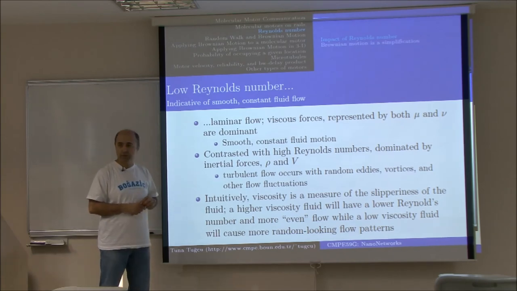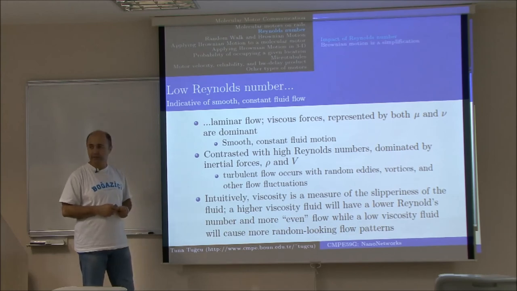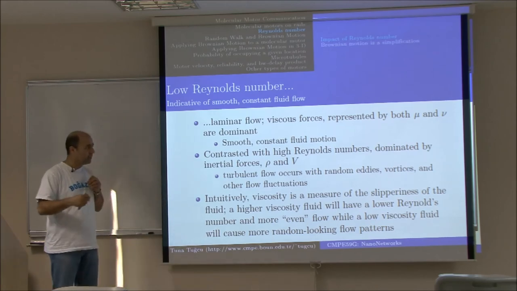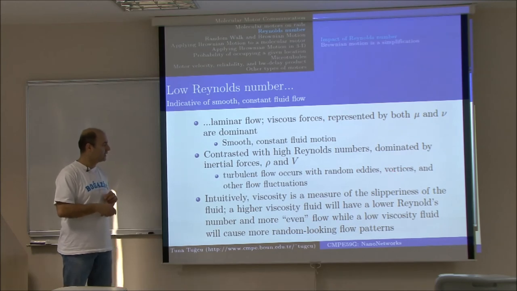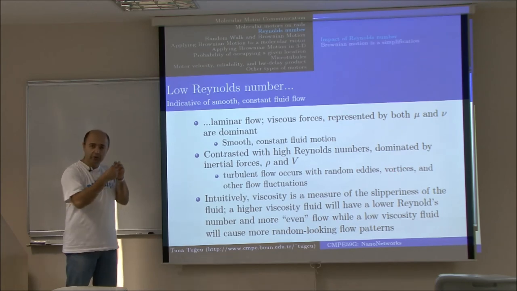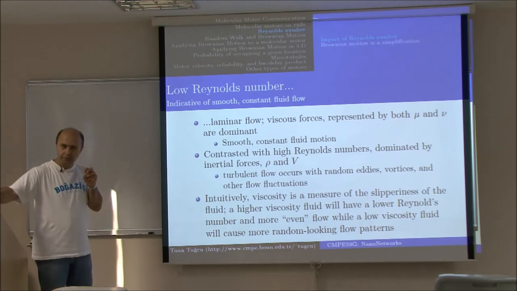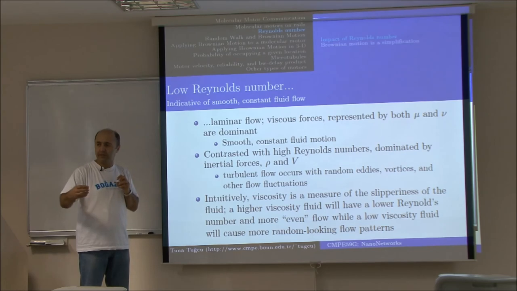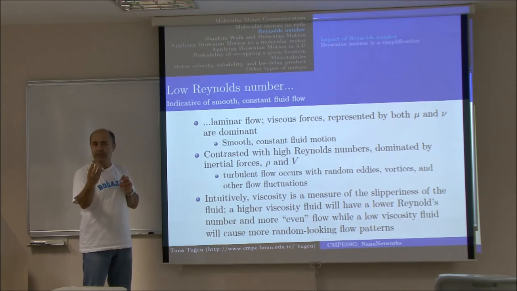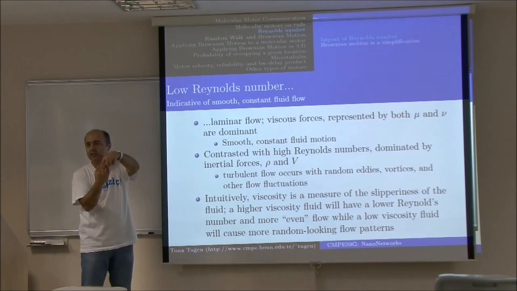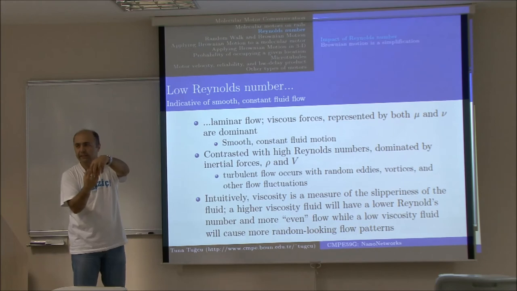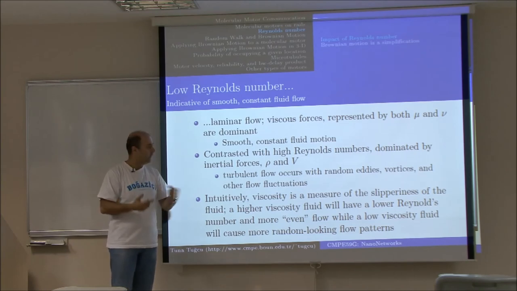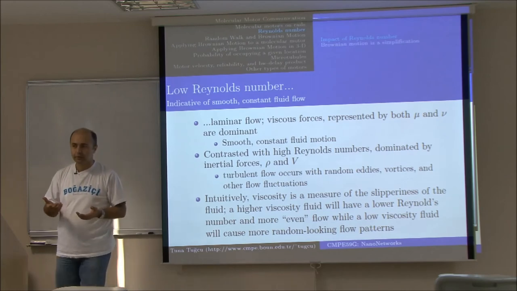However, in the case of high Reynolds number, this time the inertial forces are dominating, like rho and v. In that case, you have turbulent flows in the environment, which end up in eddies and vortices and other flow fluctuations. You do not have a smooth flow. This typically occurs in rivers when you have an object in the middle of the river, like a rock. Around the rock and behind the rock, the flow will change. There you have eddies and vortices. So you will end up with such behaviors if you're talking about high Reynolds number. It's not a smooth flow.